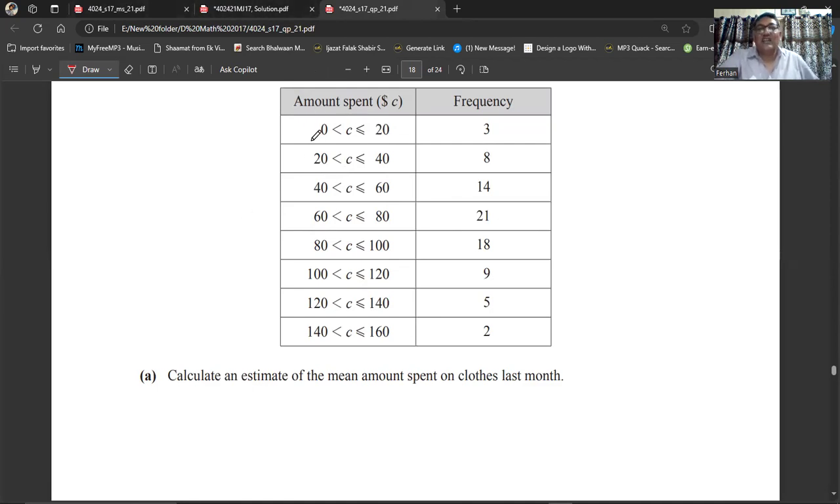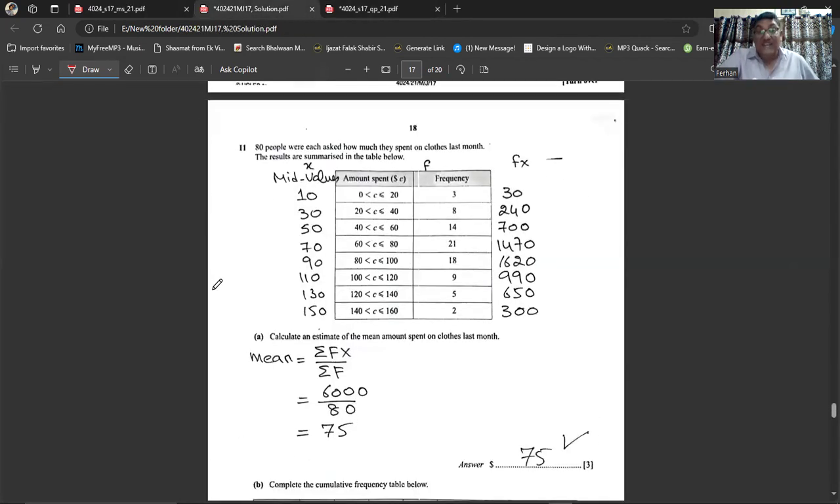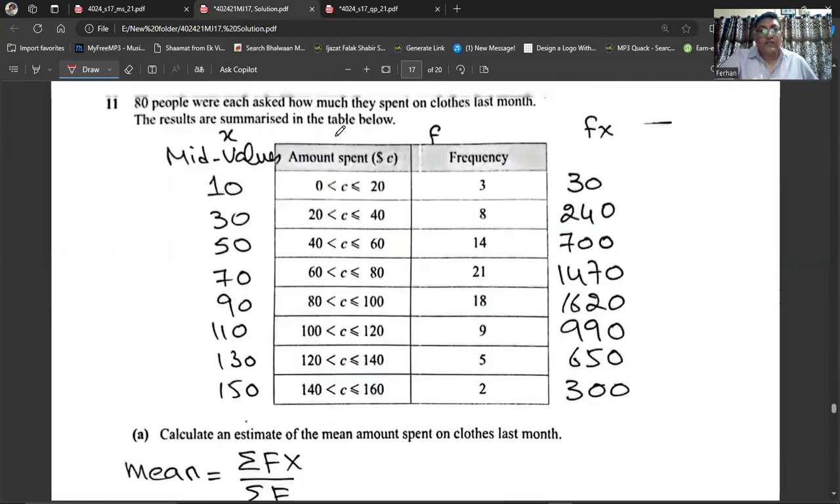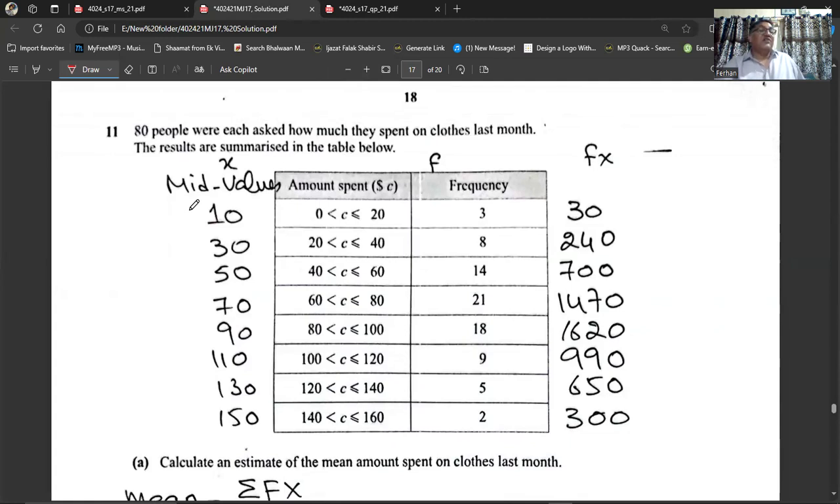You add the boundaries of the class, find their sum, then divide that sum by 2. So here we go. The mid value for this class is 10, for this 30, for this 50, for this class 70, for this class 90, for this class 110, for this class 130, for this class 150. So these are the x values, the mid values.